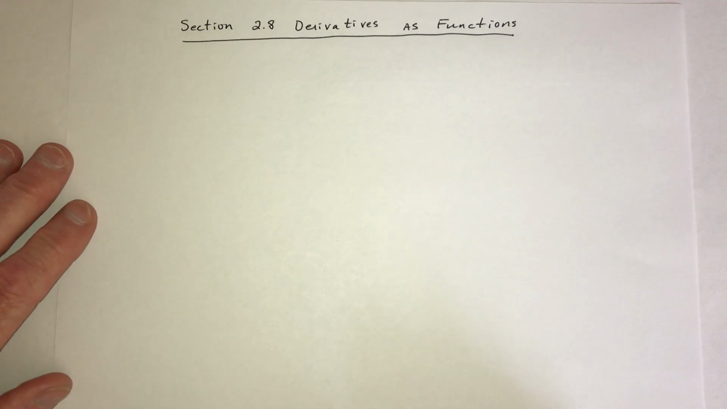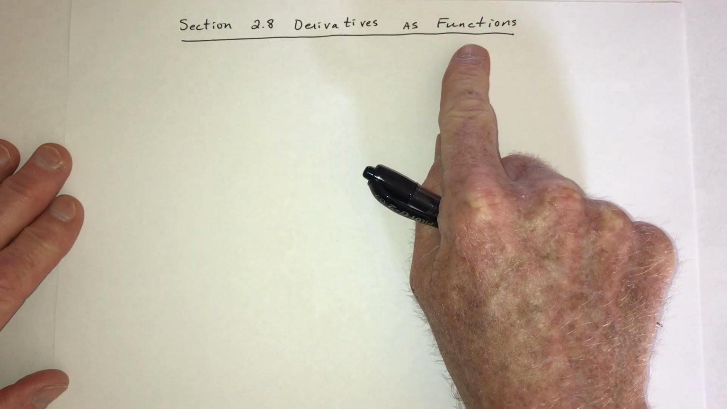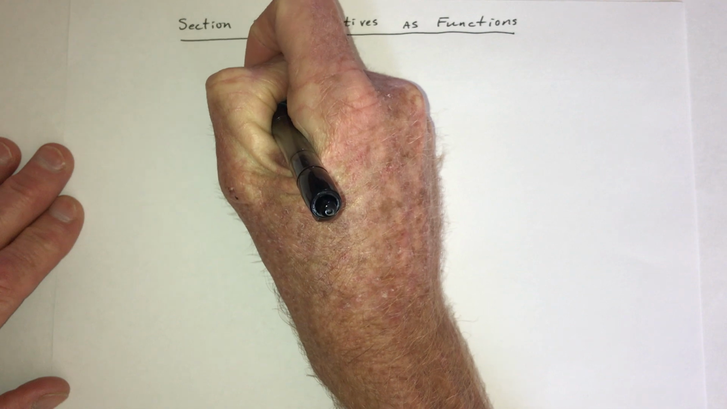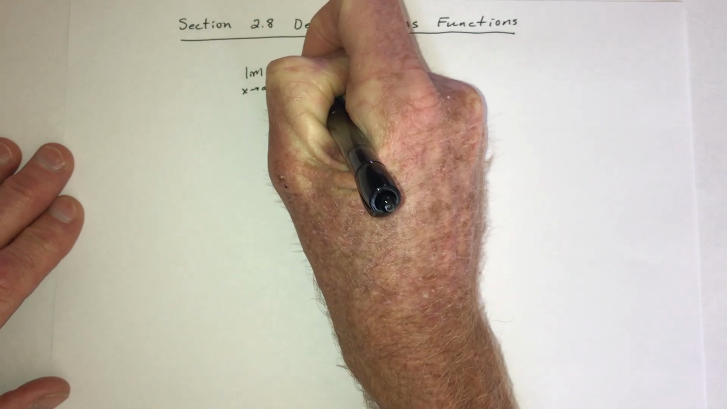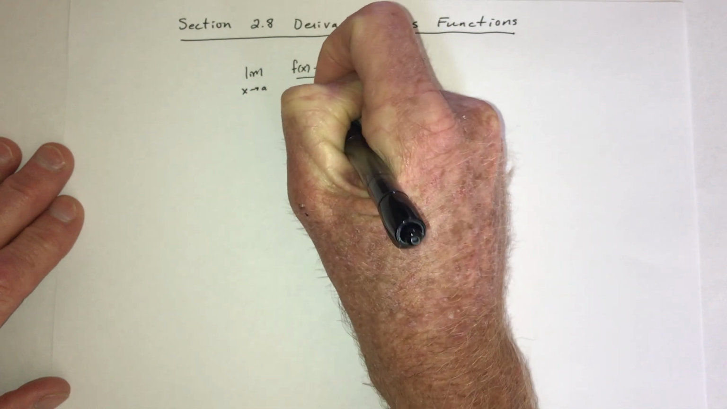So in the last section, we did derivatives, and each time we did it, we got a number as an answer. Now we are going to find derivatives, but instead of getting a number as an answer, we'll get a function as an answer. So again, we can use the limit as x approaches a, and then it's the difference quotient, f of x minus f of a over x minus a.